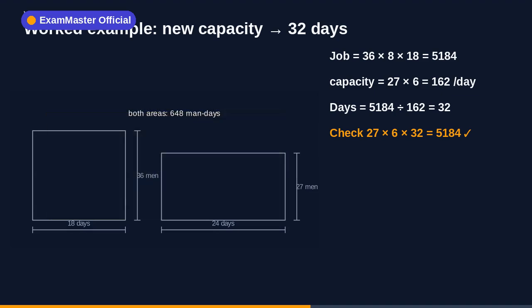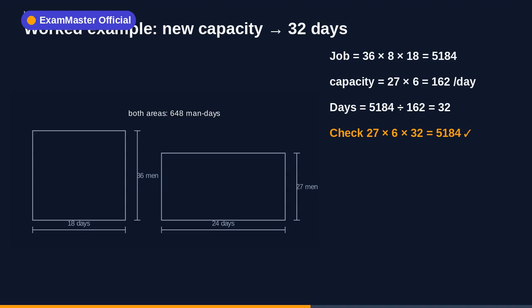Checksum. Job equals 36 times 8 times 18 equals 5,184 man-hours. New daily capacity equals 27 times 6 equals 162 man-hours per day. Days equals 5,184 divided by 162 equals 32 days. Check: 27 times 6 times 32 equals 5,184. 32 days. The trap: both changes push the same way.